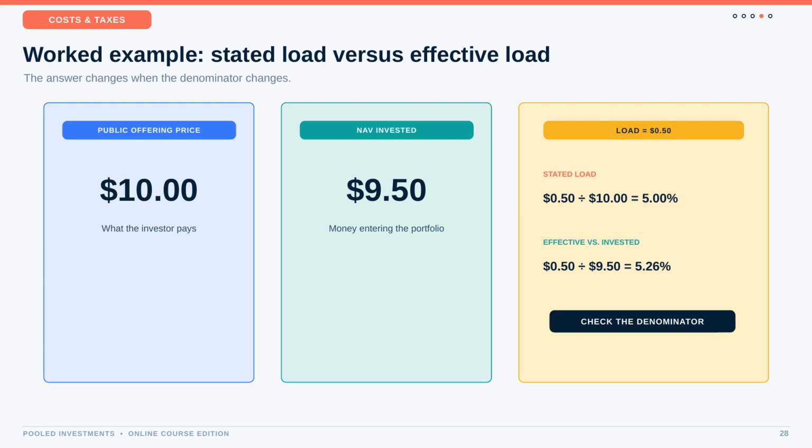Consider a fund with a public offering price of $10 and a NAV of $9.50. The 50-cent difference is the front-end sales charge. As a percentage of the $10 offering price, the stated load is 5%, but only $9.50 is invested, so the charge equals about 5.26% of the money actually working in the portfolio. This distinction explains why the effective load relative to invested capital can be higher than the quoted percentage. Always identify the denominator. Finance has many disagreements that are really denominator disputes, wearing expensive suits.